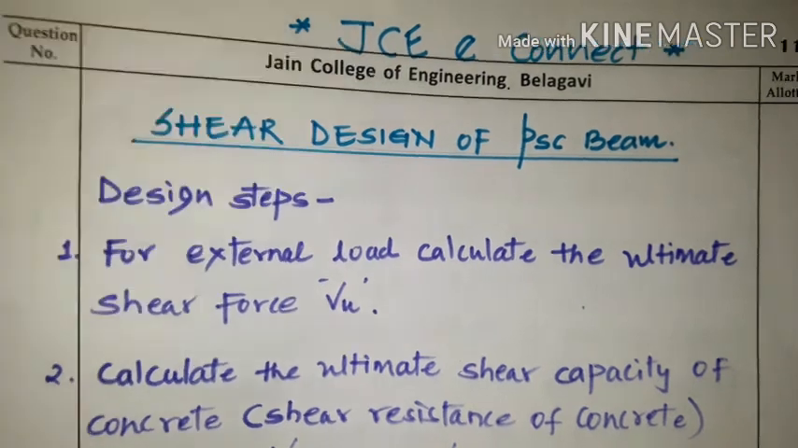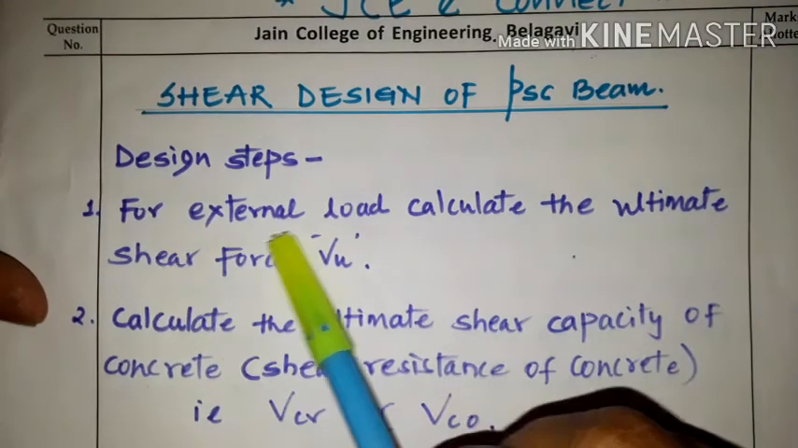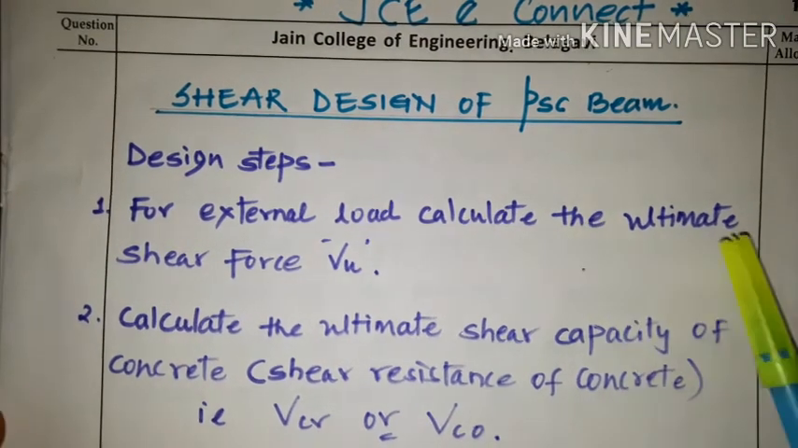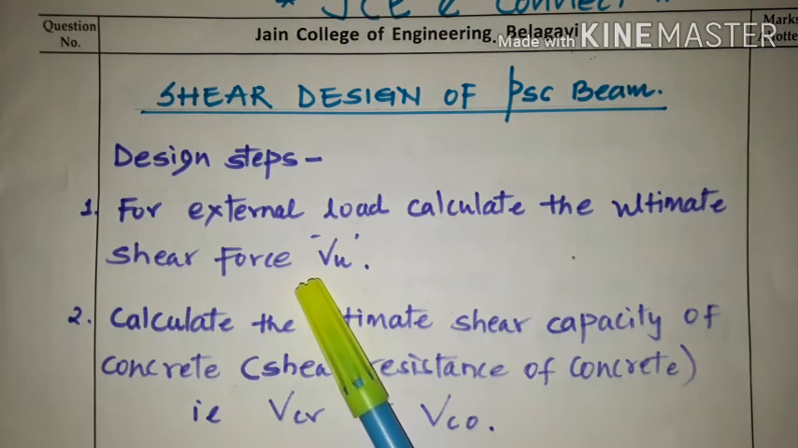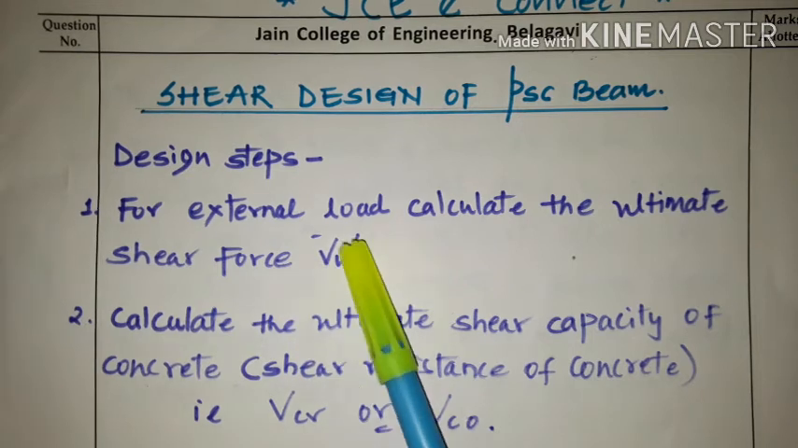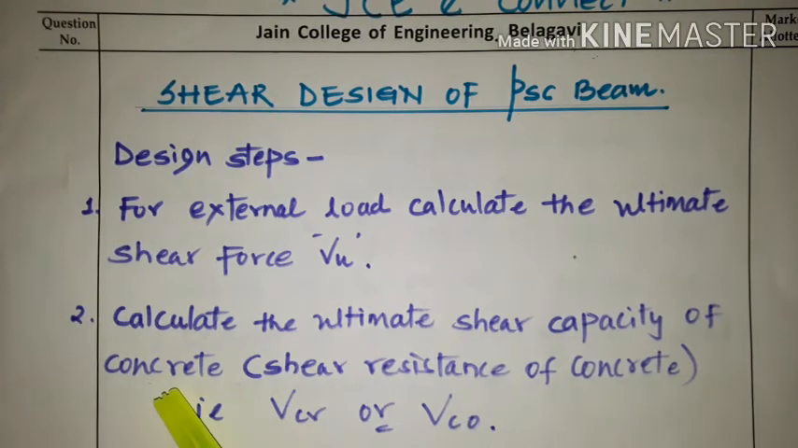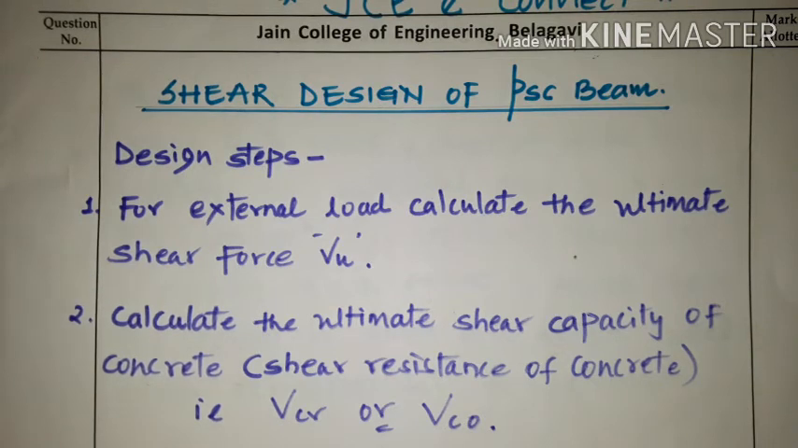So here the first step is, for external load, calculate the ultimate shear force, Vu. The shear generated over the beam, that you have to find out by using the external load. Then the second step is to calculate the ultimate shear capacity of concrete or the shear resistance of concrete. How to calculate the shear resistance of PSC beam we have discussed already in the previous session.